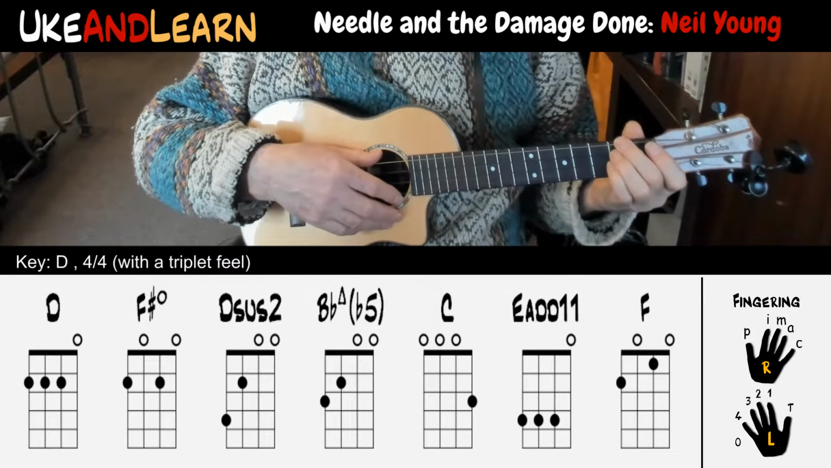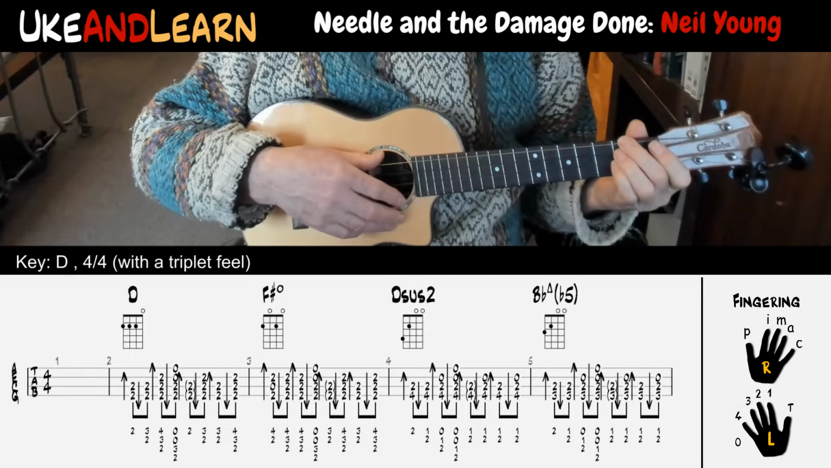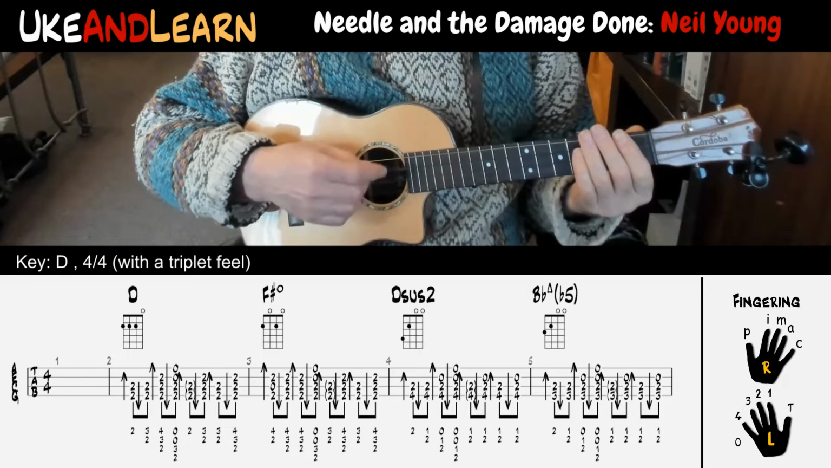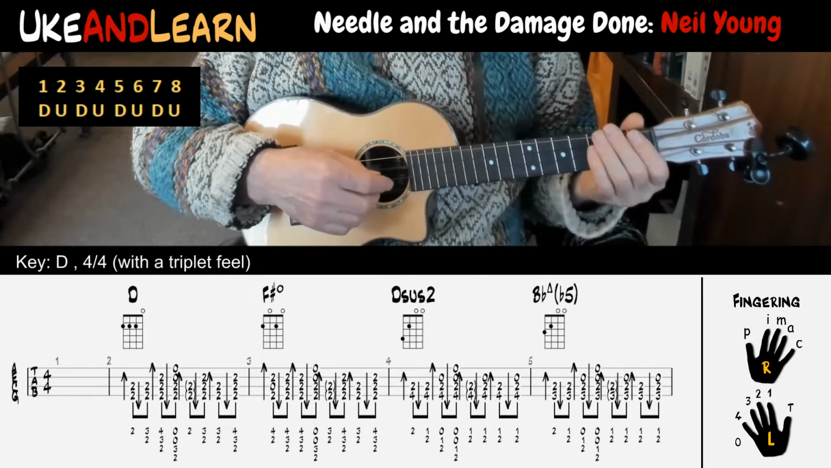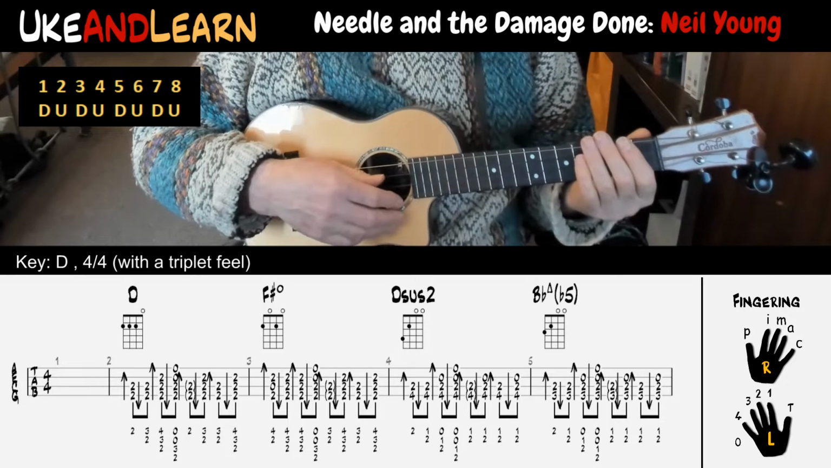Okay, so let's look at the first 4 bars. It's played at 4 beats to the bar, divided up into 8th notes, but rather than playing it like this, 1 and 2 and 3 and 4 and, or 1, 2, 3, 4, 5, 6, 7, 8, for this song you give it a bit of a swing, or what's described as a triplet feel, like this.